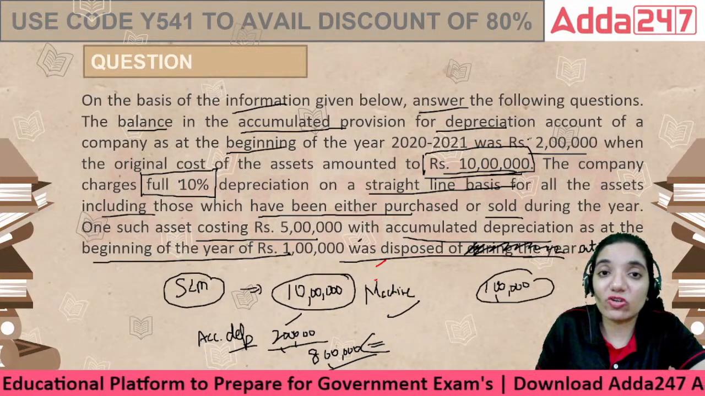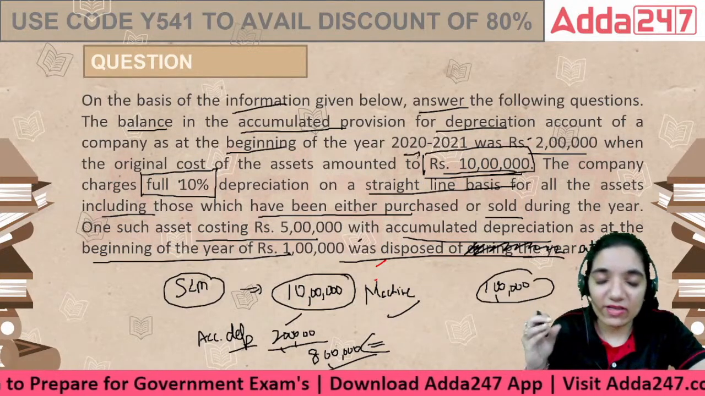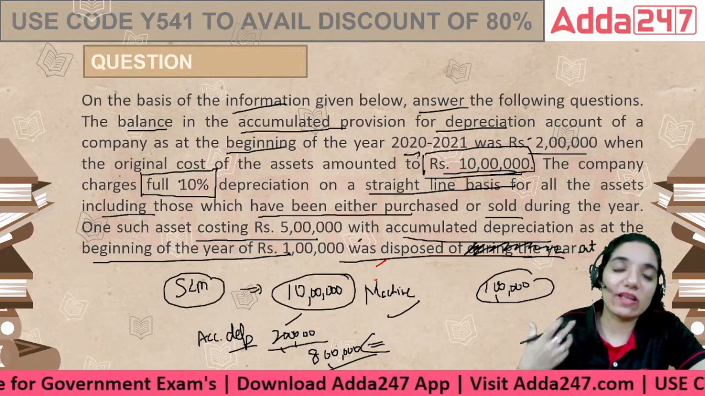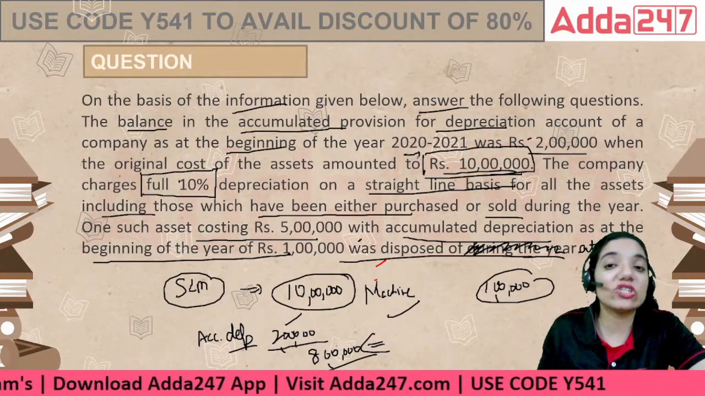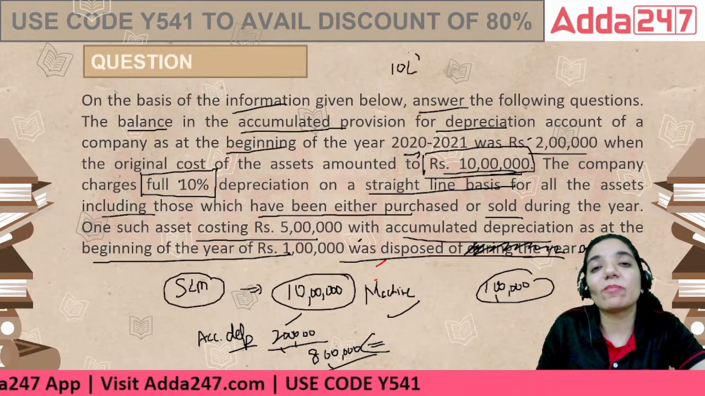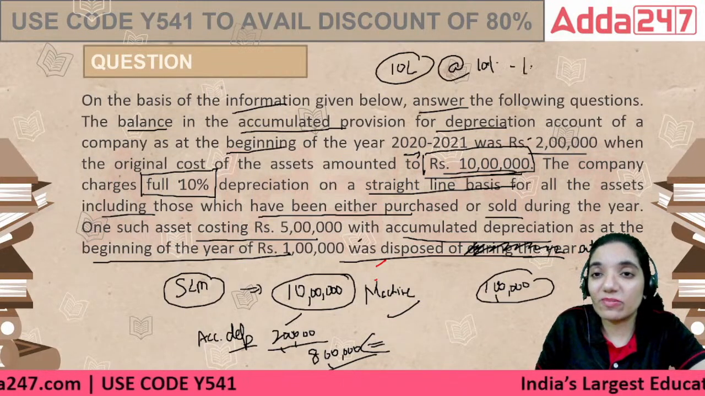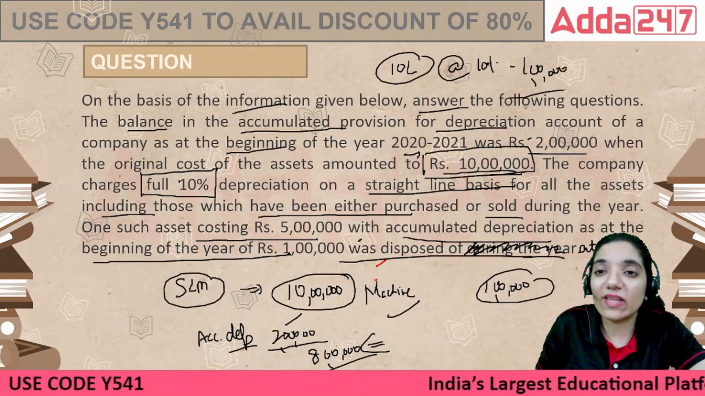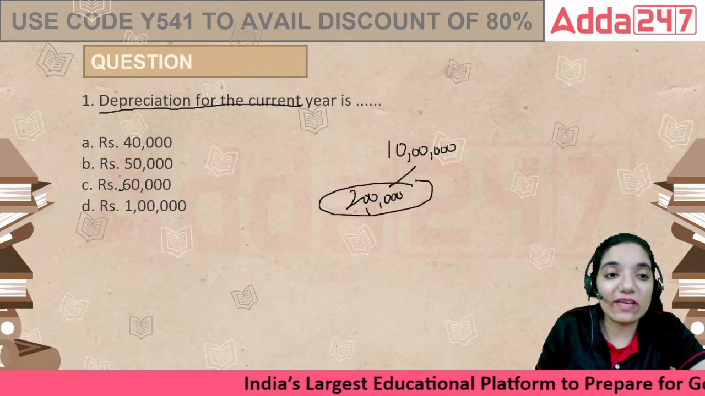Why is it called original cost method? Because the value of the asset remains the same. In the straight line method, the depreciation to be charged every year remains the same. It doesn't change at all. That means the value of the asset for considering the depreciation is still 10 lakh and we'll calculate 10% of 10 lakh. So depreciation would be 1 lakh for that particular year. So we are taking it as depreciation for the current year is 1 lakh.